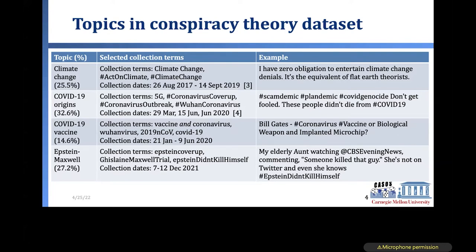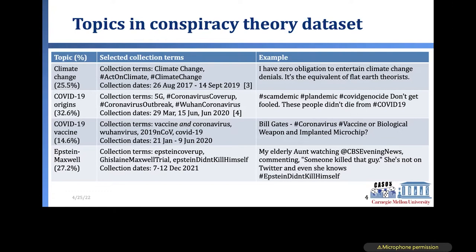Next, we have COVID-19 vaccine. And just a note, we did find that the ideas and terms used to reference different COVID-19 origin and vaccine conspiracy theories differed enough that it did warrant these two separate categories. But an example tweet is, "Bill Gates, hashtag coronavirus vaccine, or biological weapon and implanted microchip." So this is an example of a tweet with a neutral stance towards this referenced conspiracy theory of the vaccine being a biological weapon designed to implant microchips in people.